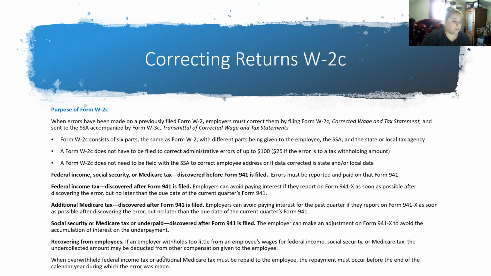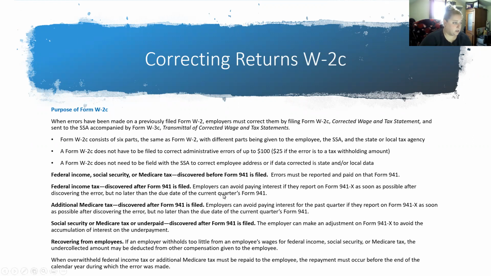If an employer withholds too little from an employee's wages for federal income tax, Social Security tax, or Medicare tax, then the undercollected amount may be deducted from other compensation given to the employee. So they could deduct it at a later time to make up for that. Over-withheld federal income tax or additional Medicare tax must be repaid to the employee. The repayment must occur before the end of the calendar year during which the error was made.